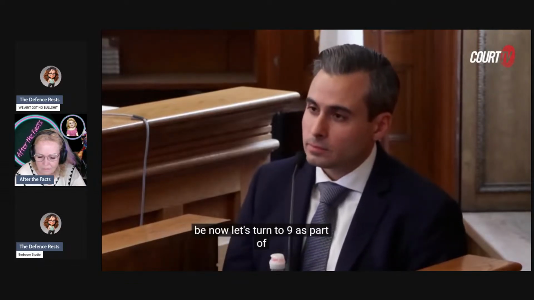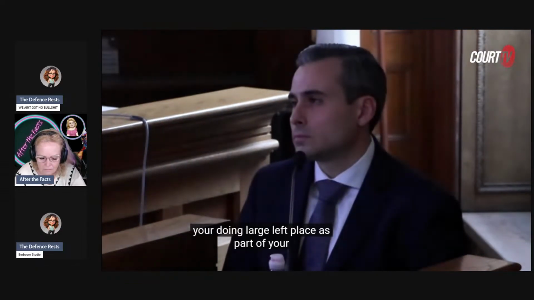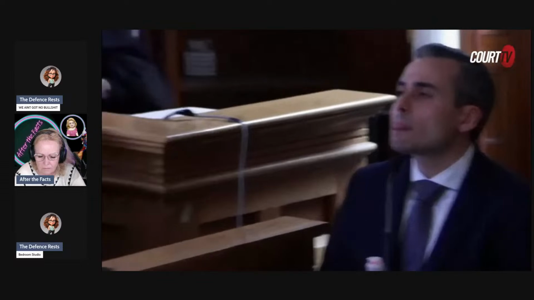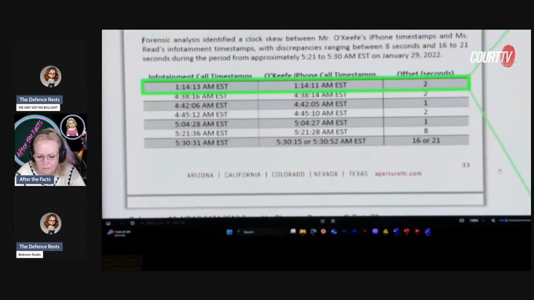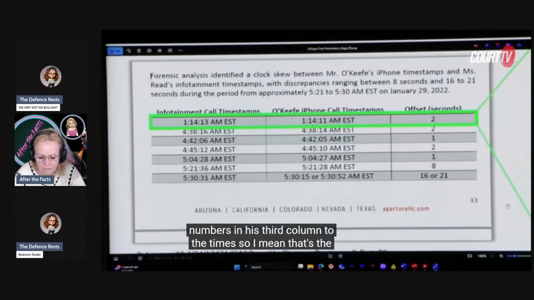Now, let's turn to slide 9. As part of your charts, could you enlarge the left, please? As part of your charts, you took this chart from Attorney Burgess's report and you made some assumptions about this, didn't you? I'm not sure. I applied the numbers in his third column to the times. So, I mean, that's the extent of the analysis.